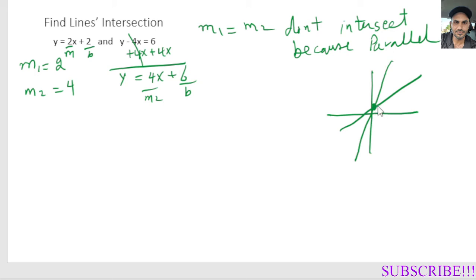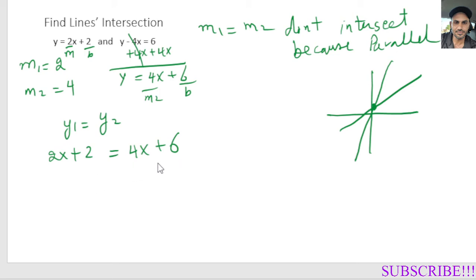Wherever they intersect, the x and the y values are the same for both lines. So we're going to set up our two equations equal to each other. We set y1 equals y2, because at the point of intersection, the y value is the same for both lines. We know y1 is equal to 2x plus 2, and y2 is 4x plus 6. Now we go ahead and solve for the x value.